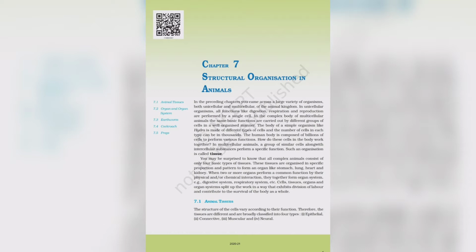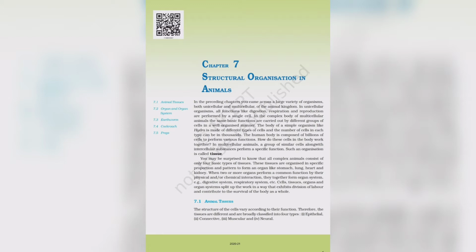organized manner. The body of a simple organism like Hydra is made up of different types of cells and the number of cells in each type can be thousands. The human body is composed of billions of cells to perform various functions. How do these cells in the body work together? In multicellular animals, a group of similar cells along with intercellular substance performs a specific function. Such an organization is called tissue.